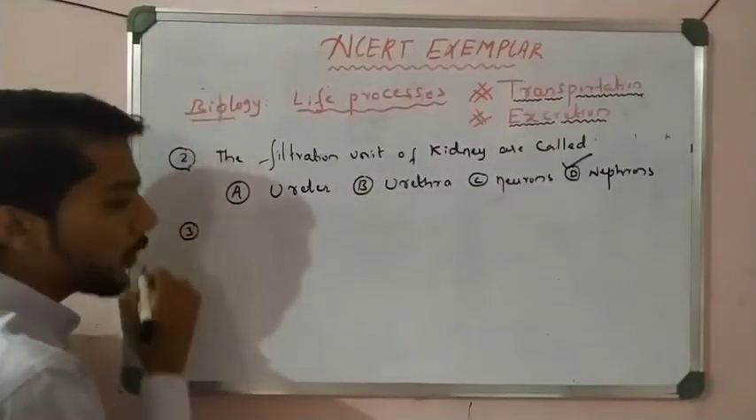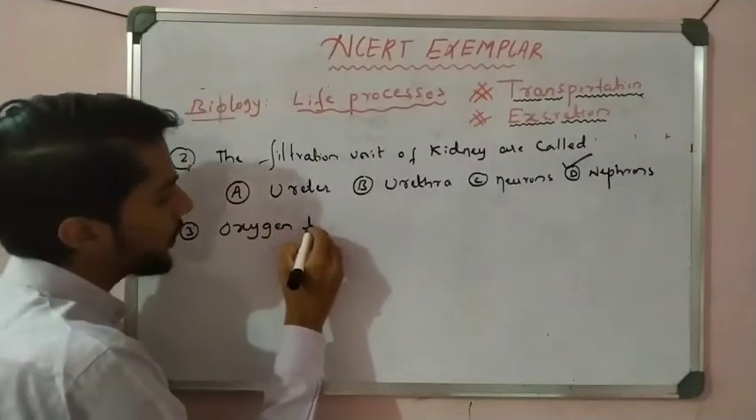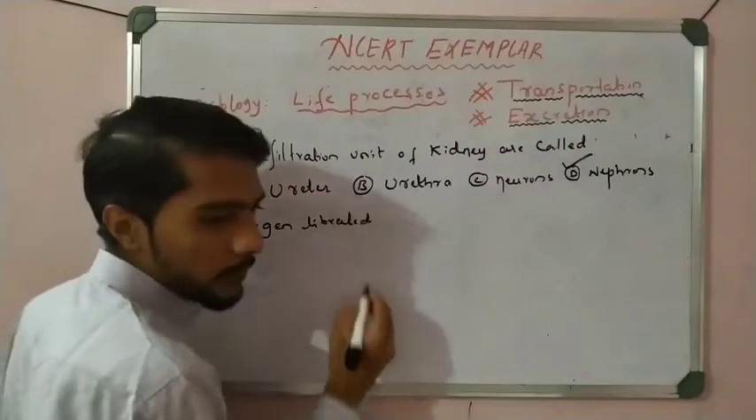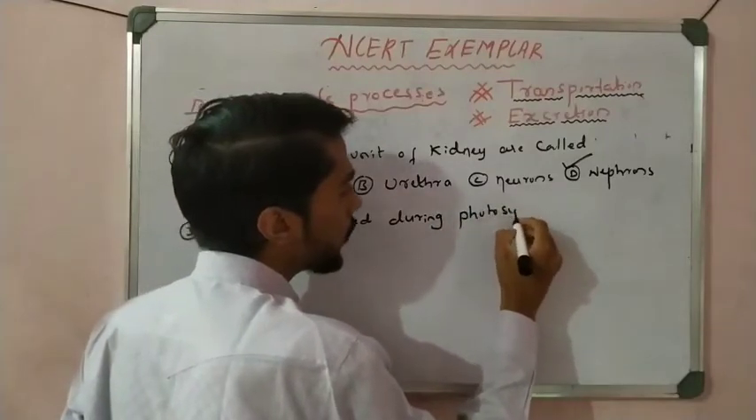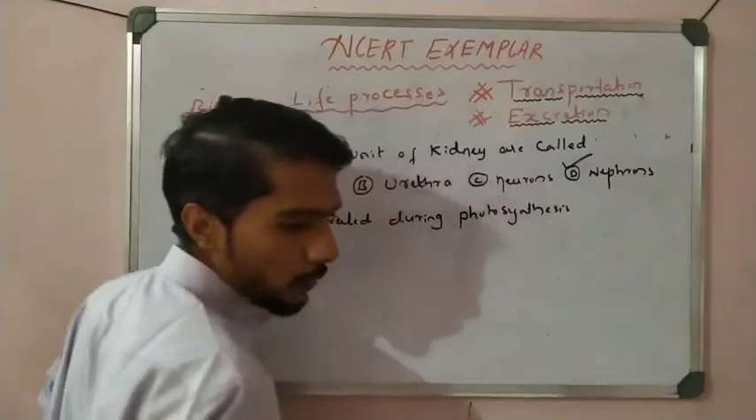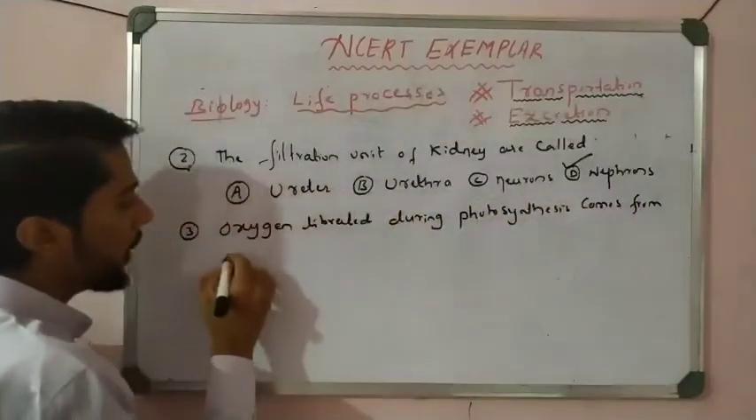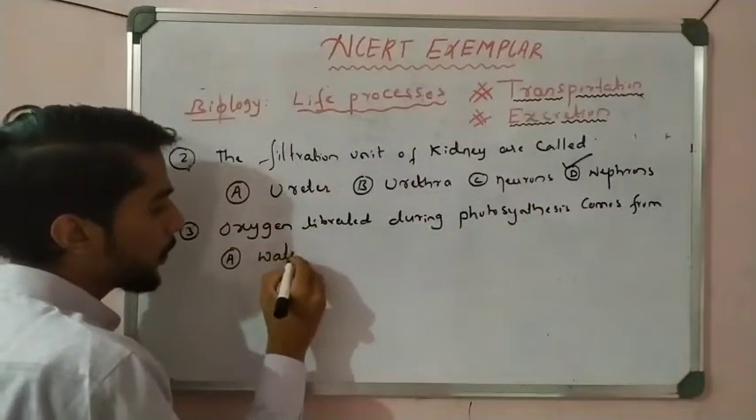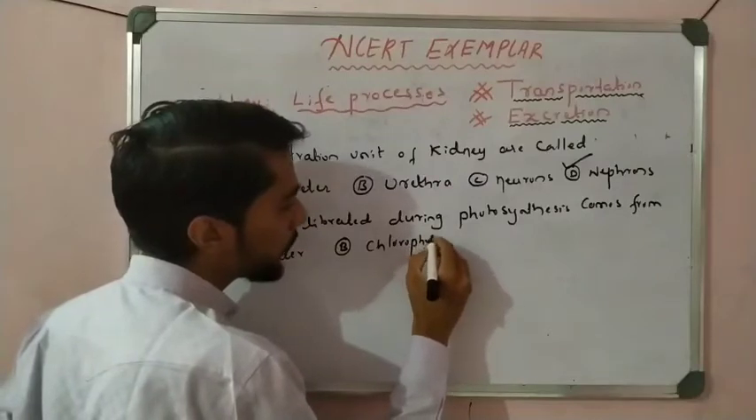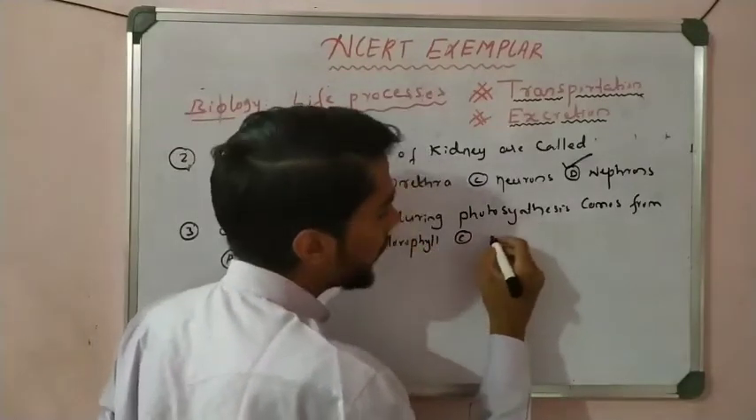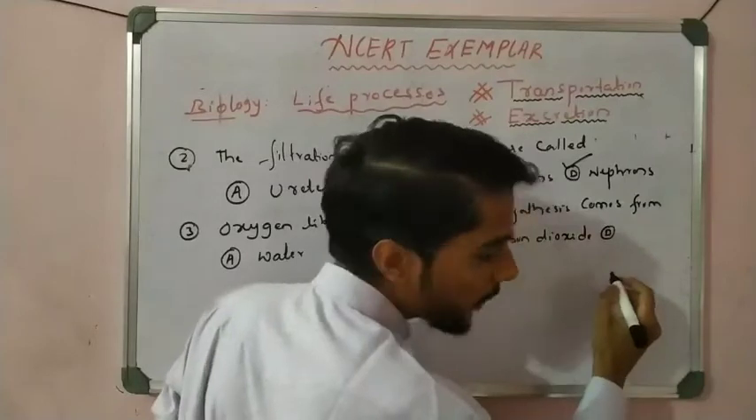Next, question number 3. Oxygen liberated during photosynthesis comes from: option A, water; option B, chlorophyll; option C, carbon dioxide; and option D, glucose.